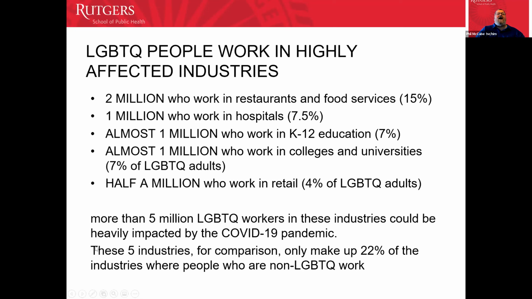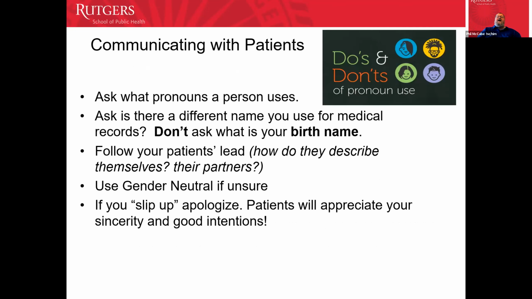So about 5 million individuals work in these industries that have a heavier impact of COVID-19. And in these 5 industries, by comparison, they only make up about 22% of the industries where people are non-LGBT individuals. So for whatever reason, many LGBT individuals find themselves working in certain positions in certain industries that could also affect their risk of exposure and or adequate protection against, I'm going back, sorry, against COVID-19. So that was just a little snapshot of some of the minority stress.